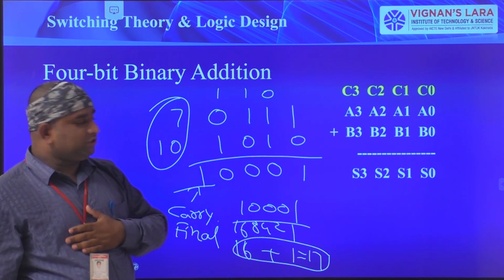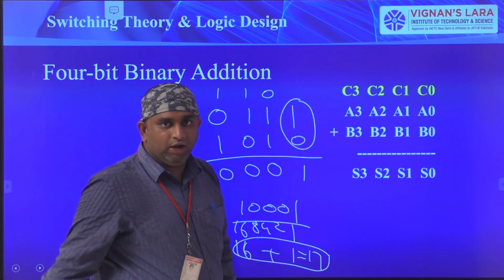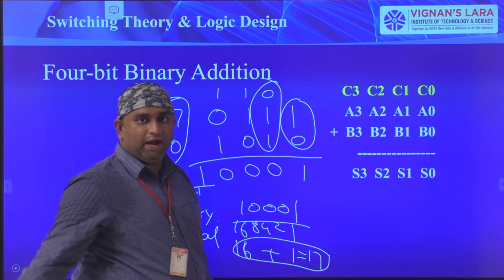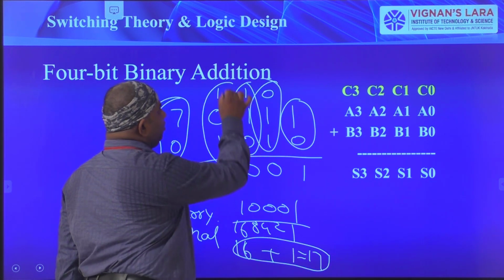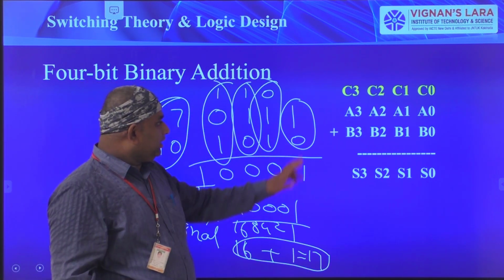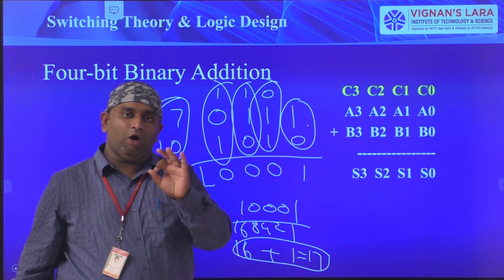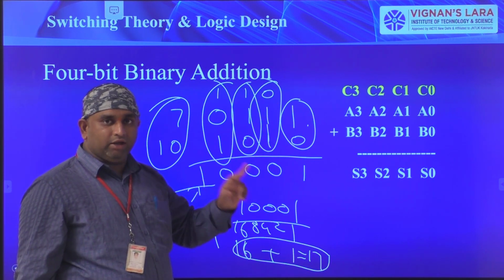For doing this operation, see here. Here I have added 2 bits. Here I have added 2 bits. Now here I have added 3 bits. Here I have added 3 bits. Here I have added 3 bits. Here I have added 3 bits. So see here, here I have added 2 bits. For adding 2 bits, we need a half adder. For adding 3 bits, we need a full adder.